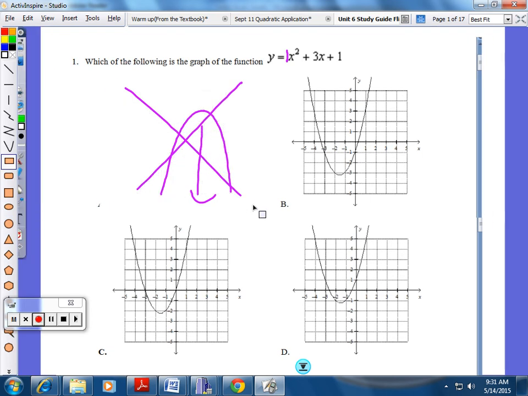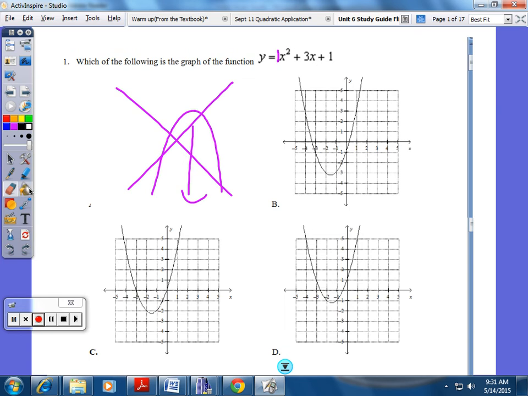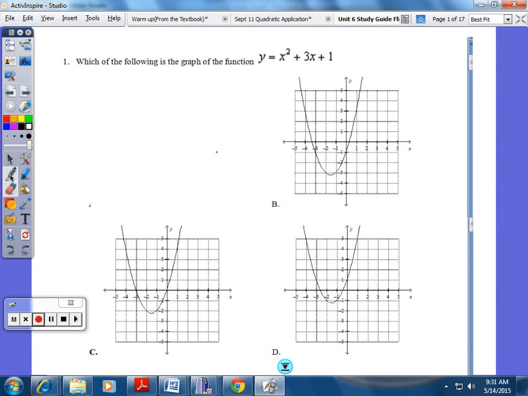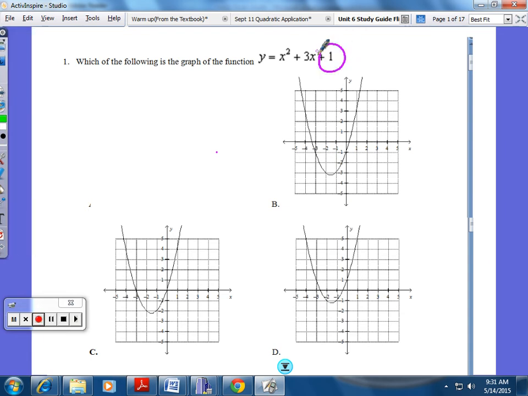we can also find the y-intercept by looking at the equation. So if you look at the last number in the equation, or the constant, this is the constant. Whatever that number is tells us where it's going to cross the y-axis. The y-axis is the line that goes up and down, vertical. So judging from this, we know that the y-intercept is going to be 1.